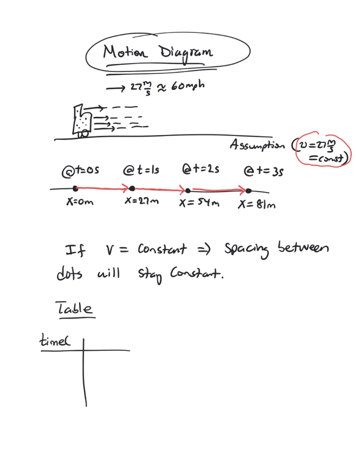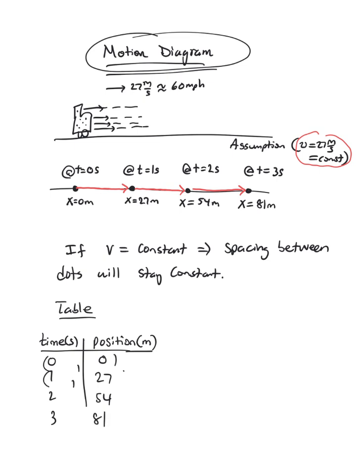So my first column is going to be my independent variable, which is time. Time runs independently of anything else. So 0 seconds, 1 second, 2 seconds, 3 seconds. And then my second column is going to be my position, which is in meters. And position is the dependent variable because it depends on the independent variable, which is time. So the position of the car at 0 seconds is 0 meters. The position at 1 second is 27. The position at 2 seconds is 54. The position at 3 seconds is 81.